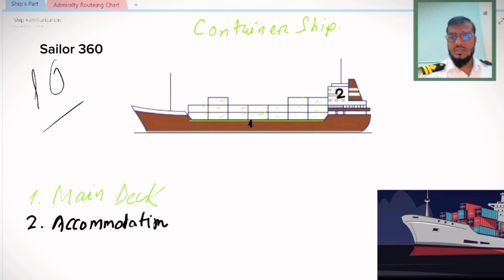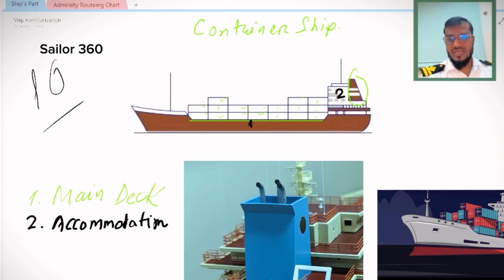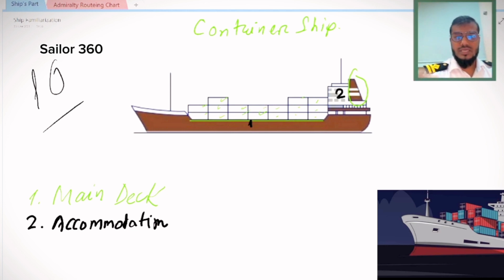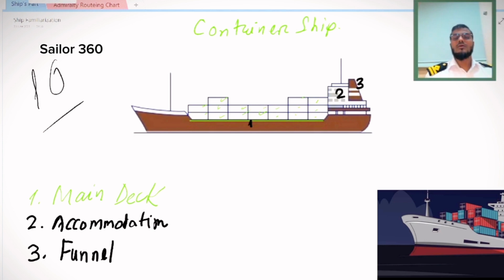Now next, just behind this accommodation we can see a kind of triangular shape, this is called funnel, from where the exhaust gas of the main engine goes away. So we can mark it as number 3, and we can keep record ship's funnel.